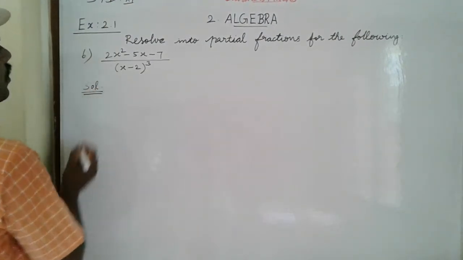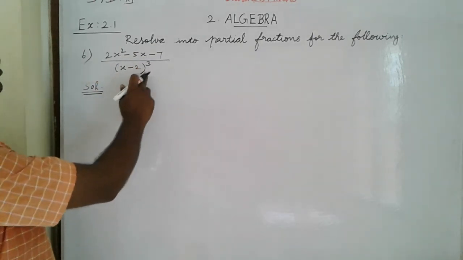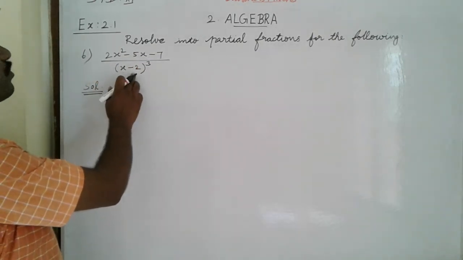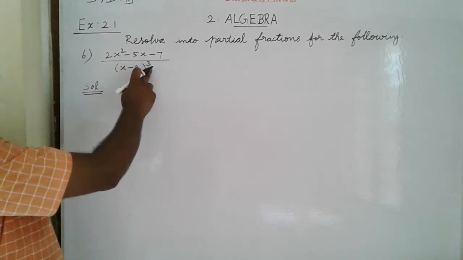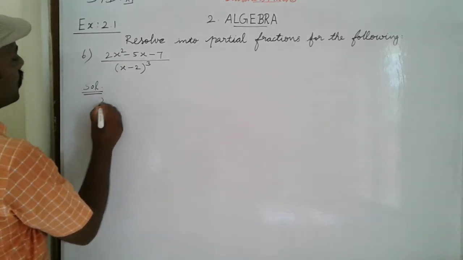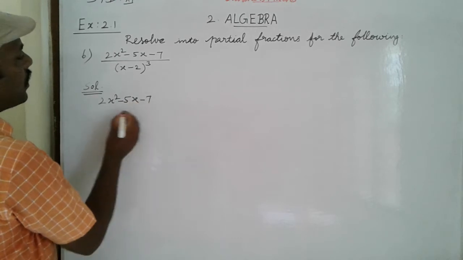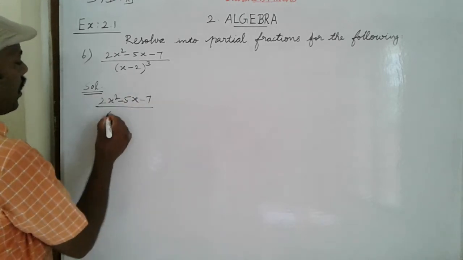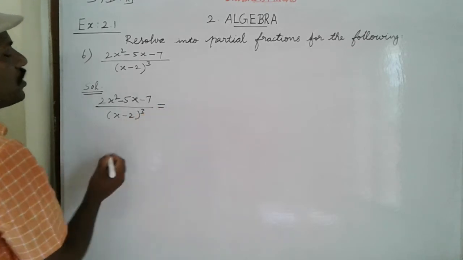Sixth sum: (2x² − 5x − 7) divided by (x − 2)³. It is the (ax + b)ⁿ formula we should use here. Its power 3 is given. It's a repeated term, so we should use that formula: (2x² − 5x − 7) divided by (x − 2)³. That formula we should use then.